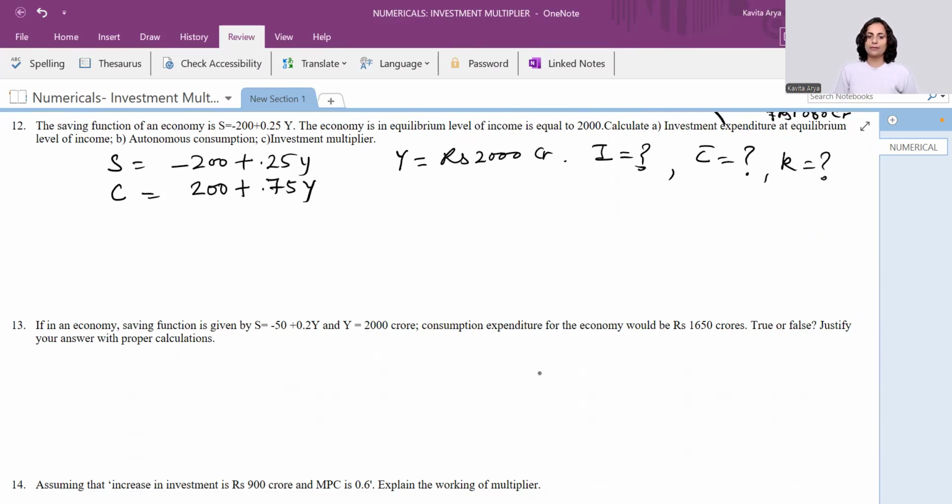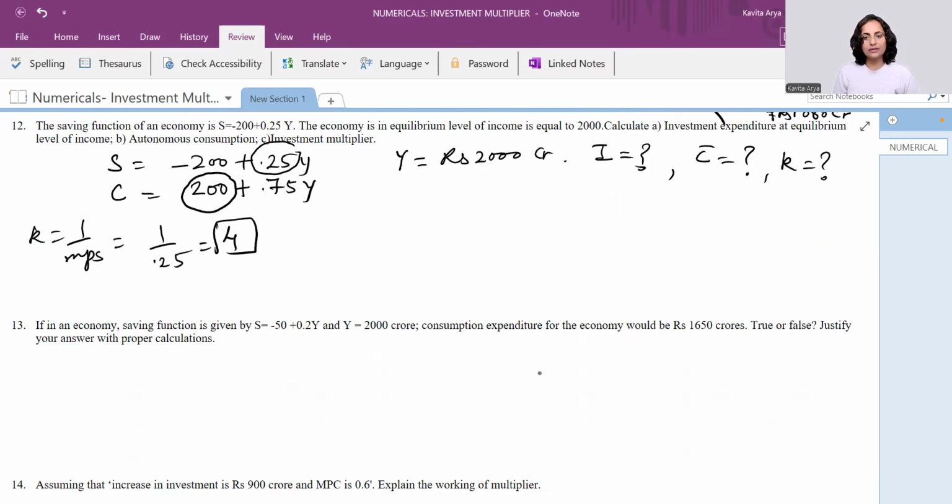Let's do it one by one. C bar is very clear. This is C bar, so C bar comes out to be 200 crore rupees. What is K? For K, we'll use this MPS. So K is equal to 1 upon MPS, which is 1 upon 0.25, and that's equal to 4. So my K happens to be 4 here.